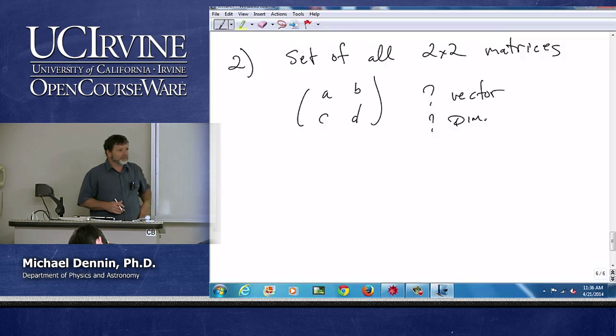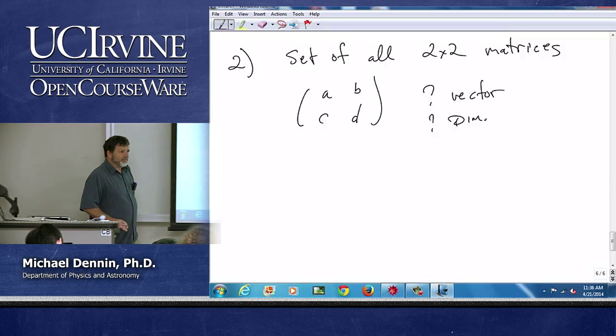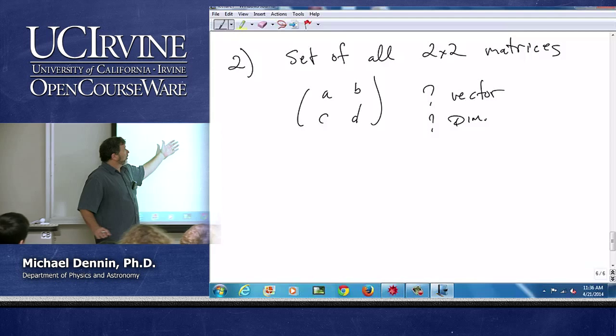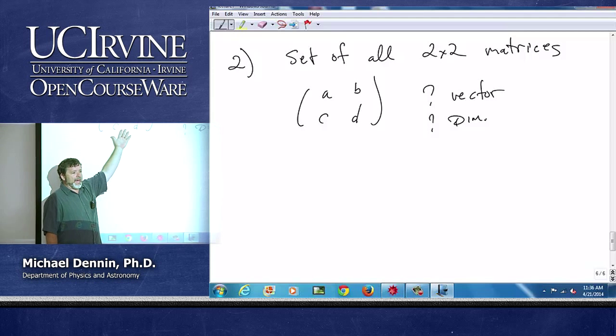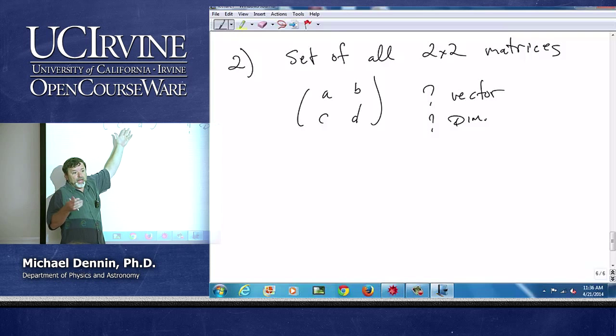What do we decide? Yes, no, maybe? Yes. So real quickly, what can we do? How do we add? Just by adding. Matrix addition. That's adding each component, right? That's the definition of matrix addition.